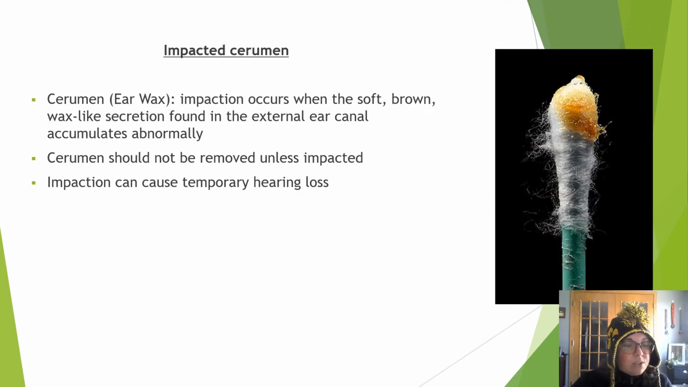All right, the first ear disorder is a little gross. It's impacted cerumen. Cerumen is just earwax. When impaction occurs, the soft brown wax-like secretion found in the external ear canal accumulates abnormally. Here's something that might shock you. The earwax or cerumen can become impacted due to overuse of the ever so popular Q-tips. The action of using one of these devices actually pushes earwax further into the canal. So the cerumen should not be removed if impacted. Impaction can cause temporary hearing loss.